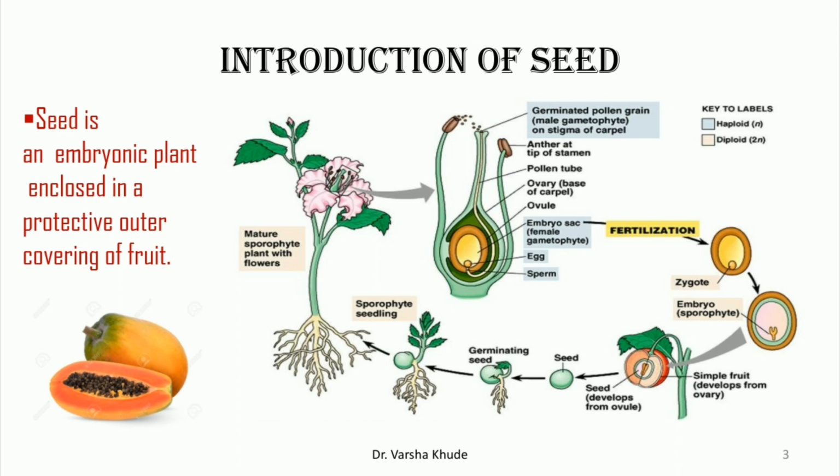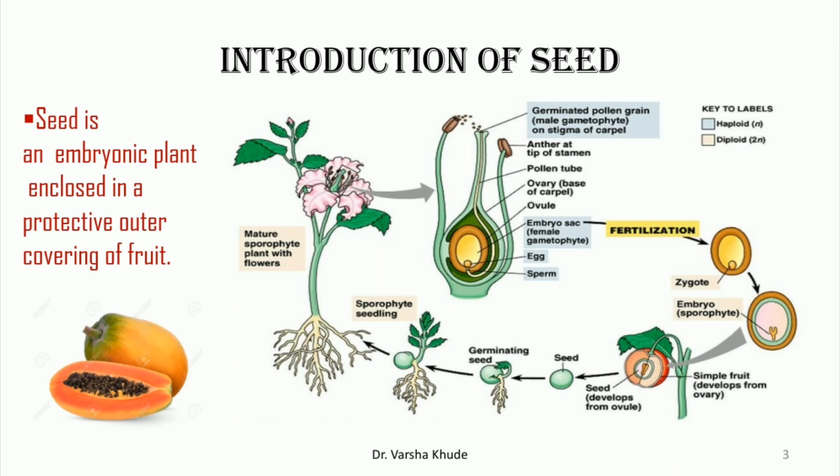Seed is an embryonic plant enclosed in a protective outer covering of fruit. The formation of seed is part of the process of reproduction in flowering plants, including the gymnosperm and angiosperm plants. Seed gives nourishment for the development of the embryo. Seeds disperse to a new location and show dormancy during unfavorable conditions.